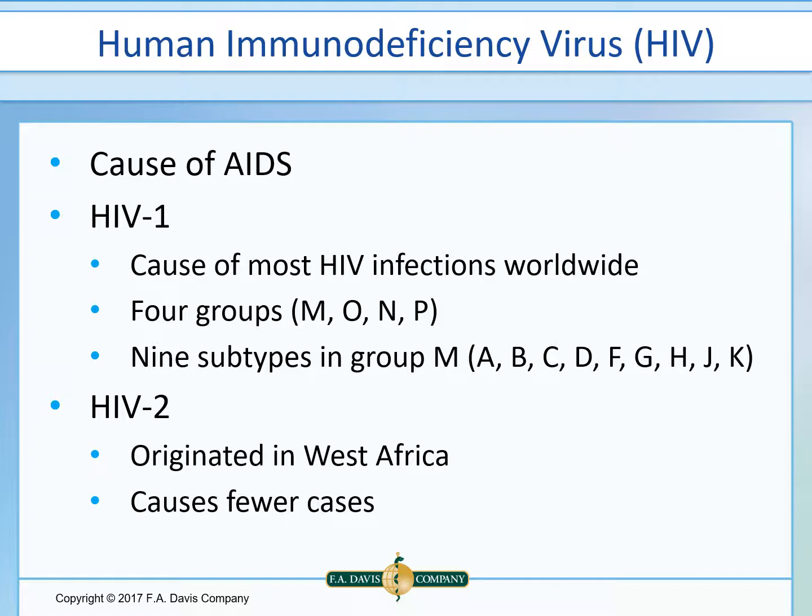HIV-2 is the other strain of the virus, and this one originated in West Africa and is known to cause fewer cases of HIV, and is usually isolated in the West African area of the world, whereas HIV-1, as I mentioned, is seen worldwide.